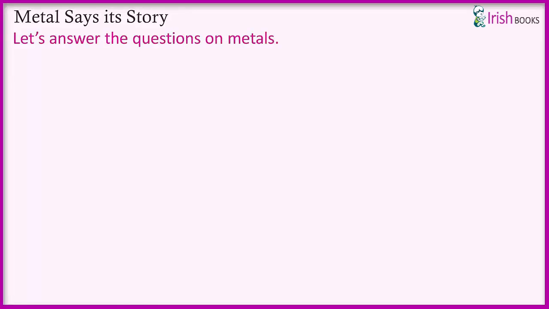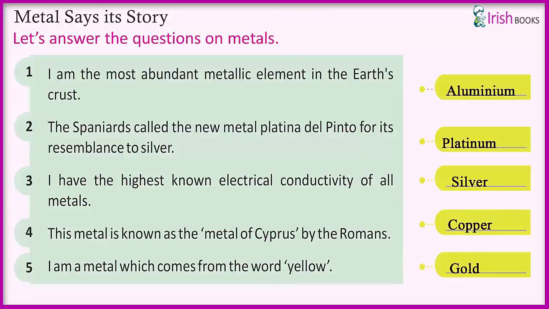Metal says its story. Let's answer the questions on metals. 1. I am the most abundant metallic element in the Earth's crust. 2. The Spaniards called the new metal Platina del Pinto for its resemblance to silver. 3. I have the highest known electrical conductivity of all metals. 4. This metal is known as the metal of Cyprus by the Romans. 5. I am a metal which comes from the word yellow.